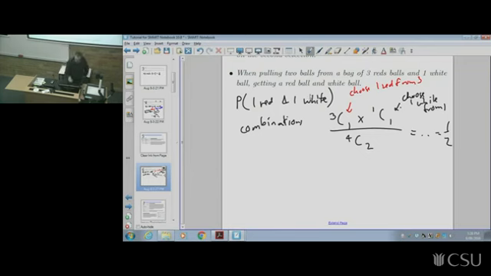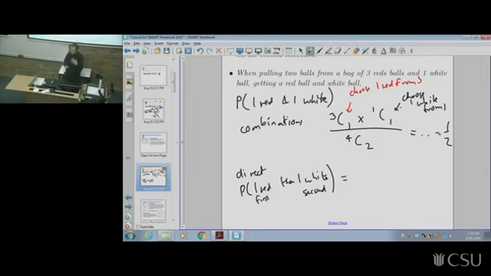What other ways of doing it? That's the combinations approach. We could try the direct approach, which is the way you preferred last time, so let's try that. To get 1 red and 1 white, let's just do the probability of 1 red first. So the first ball's red, then the second one is a white ball. That's one way of getting a red and a white. You could have the other way around, which we need to think about in a second.